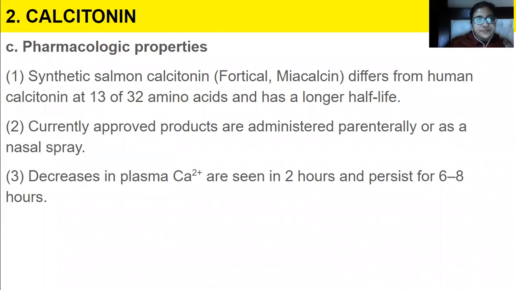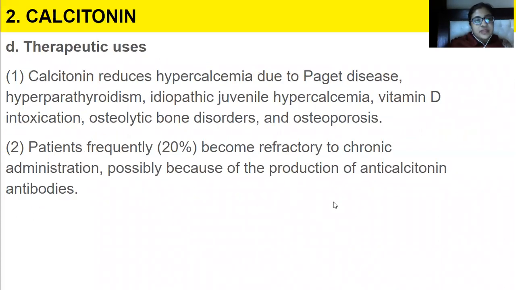All right. So pharmacological properties. Synthetic salmon calcitonin differs from the human calcitonin at 13 of the 32 amino acids and has a longer half-life. Currently approved products are administered parenterally or as nasal sprays. So decreases in plasma calcium are seen in 2 hours and persist for 6 to 8 hours.